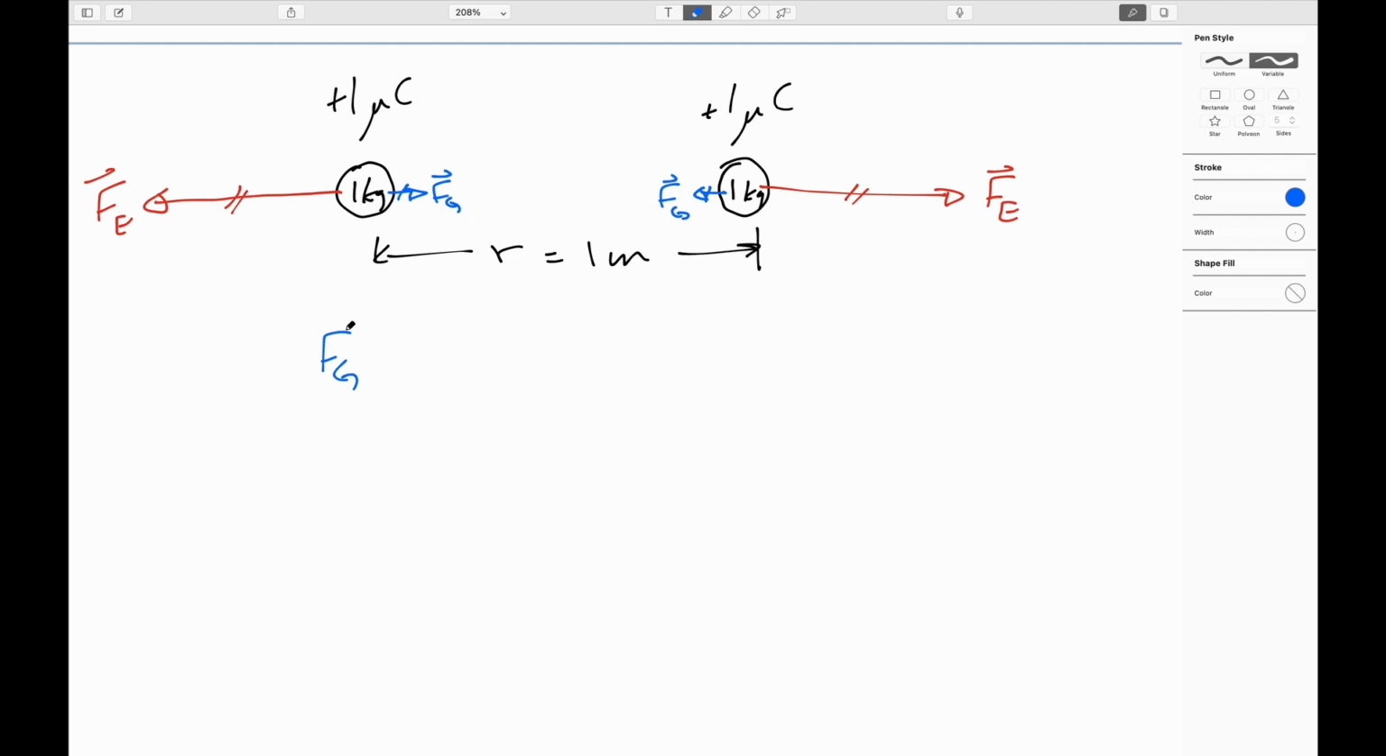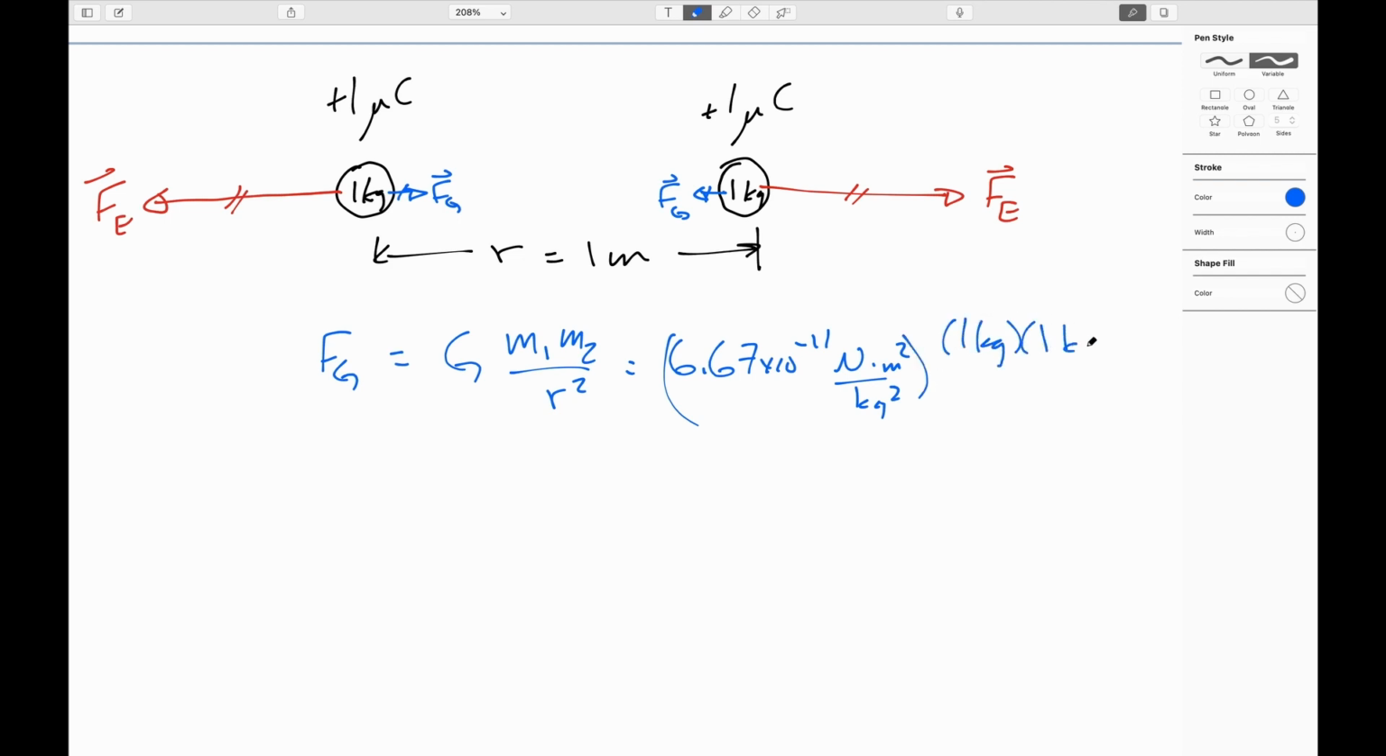So the force of gravity will be equal to G m1 m2 over r squared. So this will be 6.67 times 10 to the negative 11 Newton meters squared per kilogram squared times 1 kilogram times 1 kilogram over 1 meter squared. All right, so that's just a bunch of ones, and we get 6.67 times 10 to the negative 11 newtons for the force of gravity.